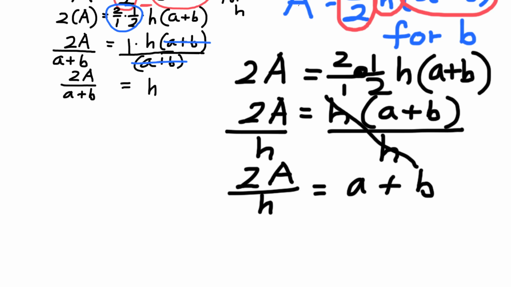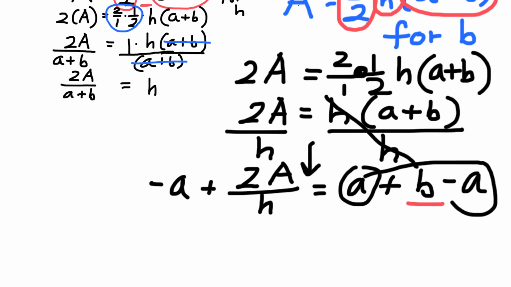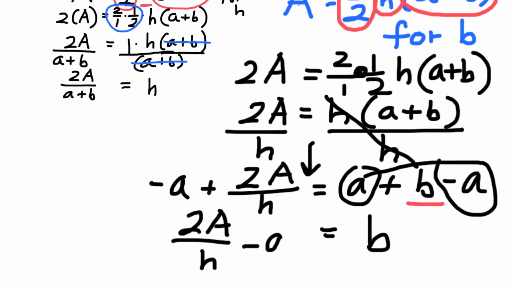Alright, so I'm doing this for b, so I want to keep my b, so I get rid of the a. How do I do that? Add a negative a or subtract a. I'm going to add a negative a on this side, which I could put right here, but I don't need enough room. So what do I get? I'm subtracting the a's, so these two a's go away, so I have b. And then over here, I'm going to just rearrange this again, so I'll put the 2a over h minus a. Can I do that? Of course.